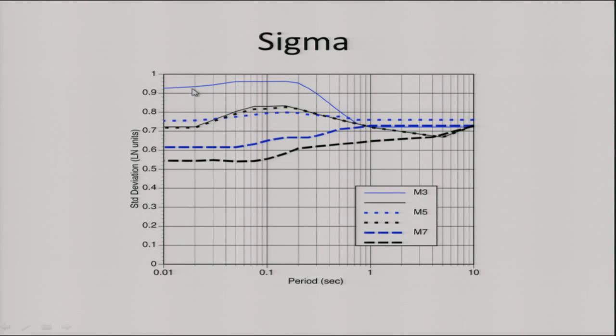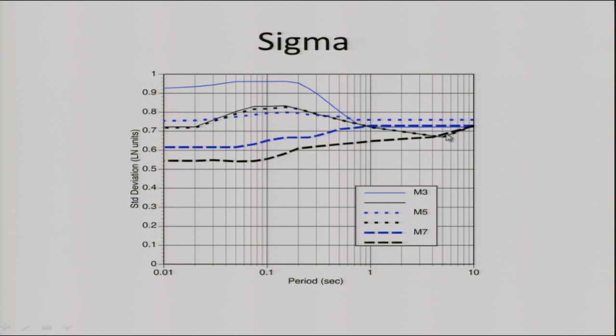You can see here, magnitude 3s are way up here, sigmas of 0.9. Fortunately, we don't care much about ground motions from magnitude 3s. But you can't use those, in other words, to inform you of the standard deviation. This is an issue in the eastern United States. What's our standard deviation there? Well, we can get it from magnitude 3s, but that doesn't tell us what we want to use for larger magnitudes. And then this comes down at longer periods.